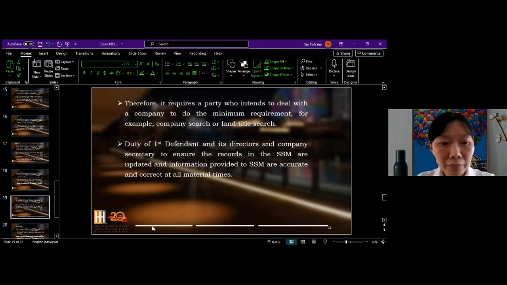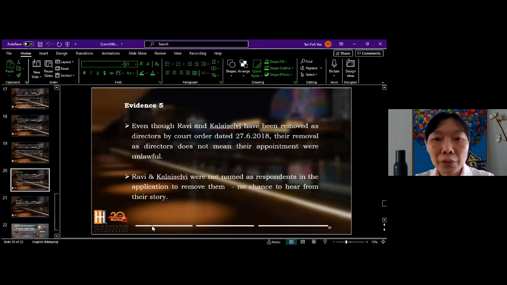Okay, so that's the principle of that. Another evidence that the court finds is that even though Ravi and Kalaiselvi had been removed as directors by court order in 2018, that removal does not mean that their appointments were unlawful.